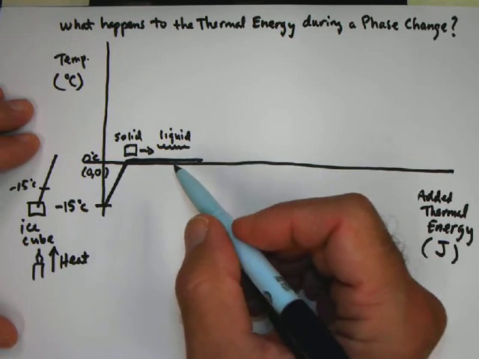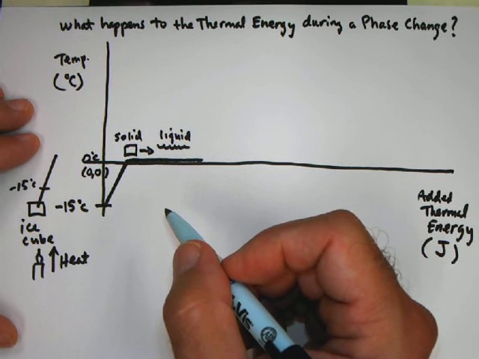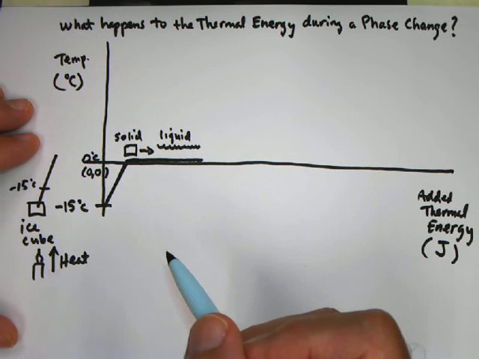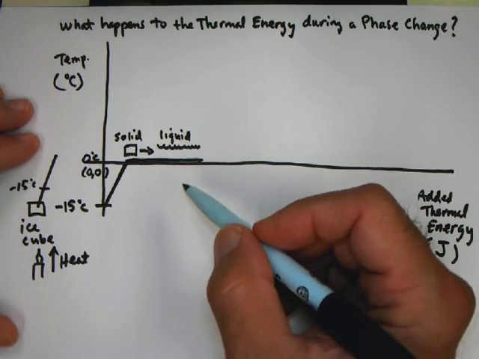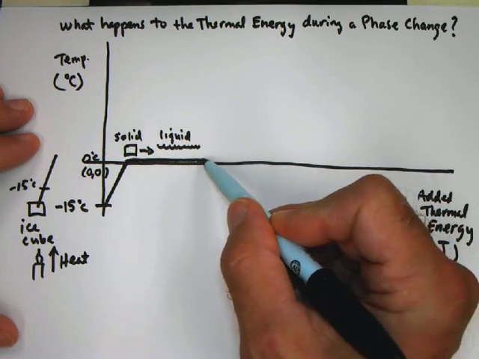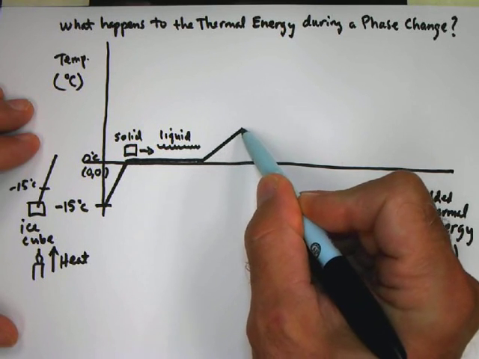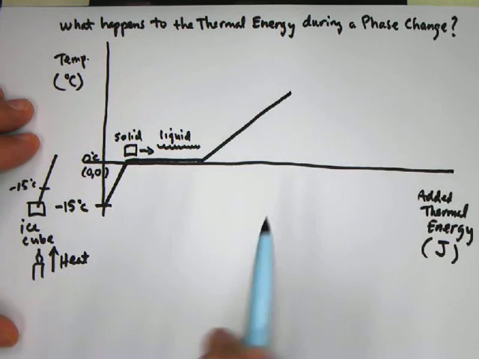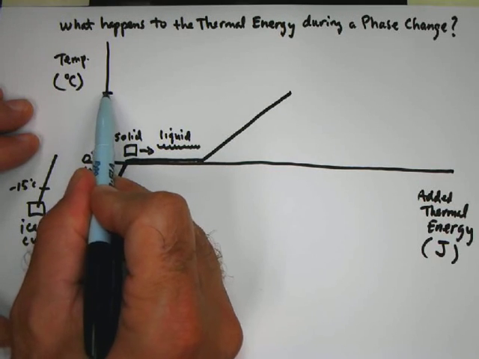Now, once all of that ice cube has been converted to liquid water, then if we continue to add heat to this liquid water at a steady rate, the temperature is going to rise again. And it's not going to rise quite as fast as the ice did, but it'll keep rising, keep rising, until it reaches, guess what temperature? Until it reaches 100 degrees Celsius.